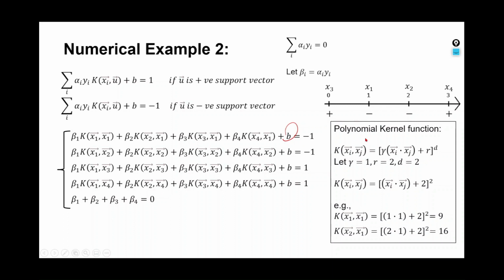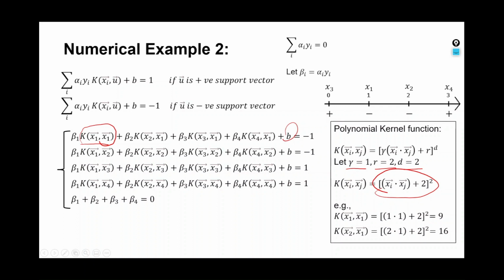Okay. Then we have this kernel function, the polynomial kernel function, and we set gamma equal to 1, r equal to 2, and d equal to 2. Basically this kernel function has been simplified like this. Then we see how to calculate k(x1, x1). You just apply the formula, this polynomial kernel function.